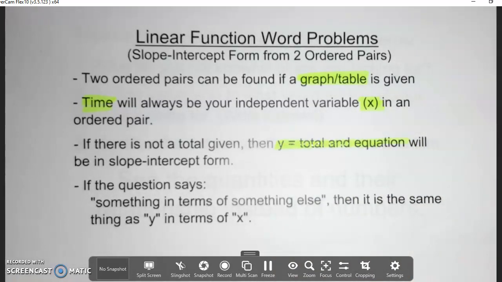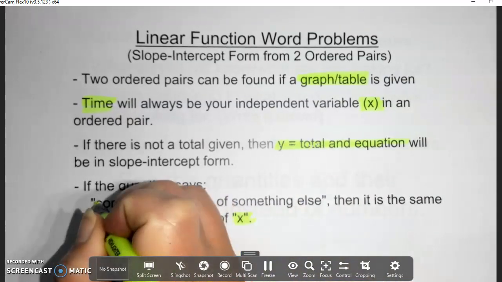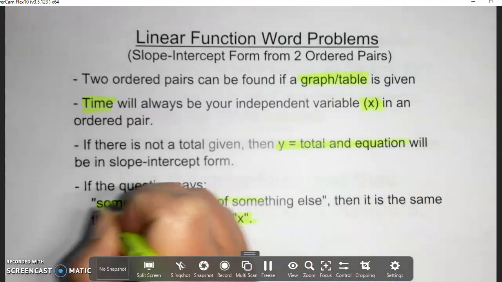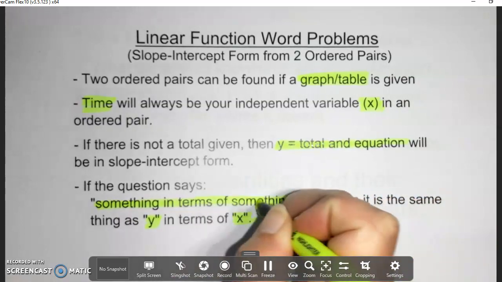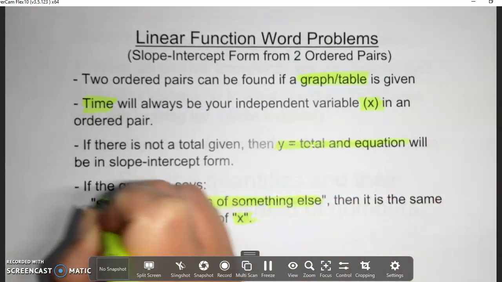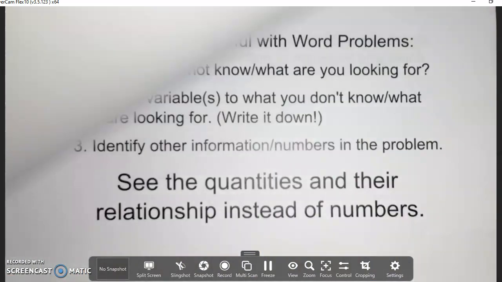If the equation says something in terms of something else, then it's the same as saying y in terms of x. So this is something that you will see, especially on those standardized tests. So highlight that so you can refer back to it.